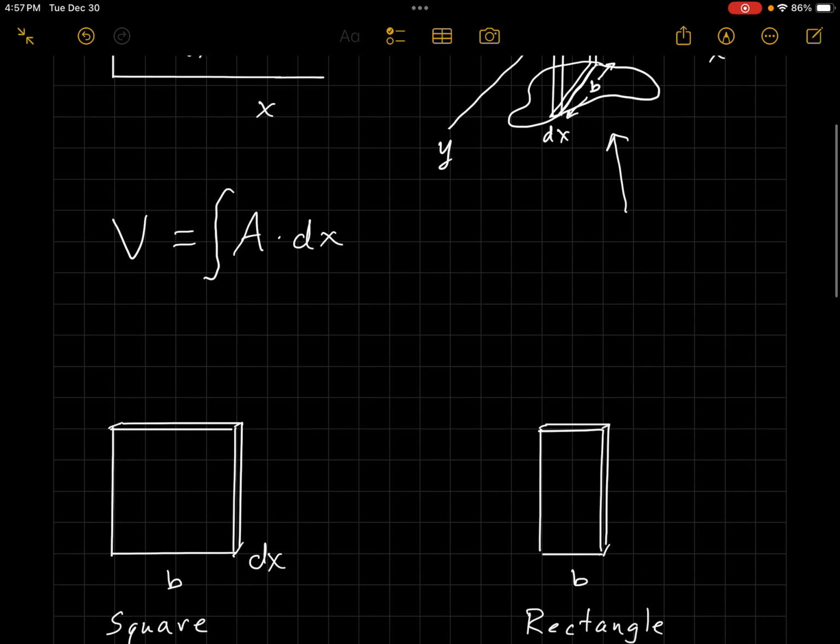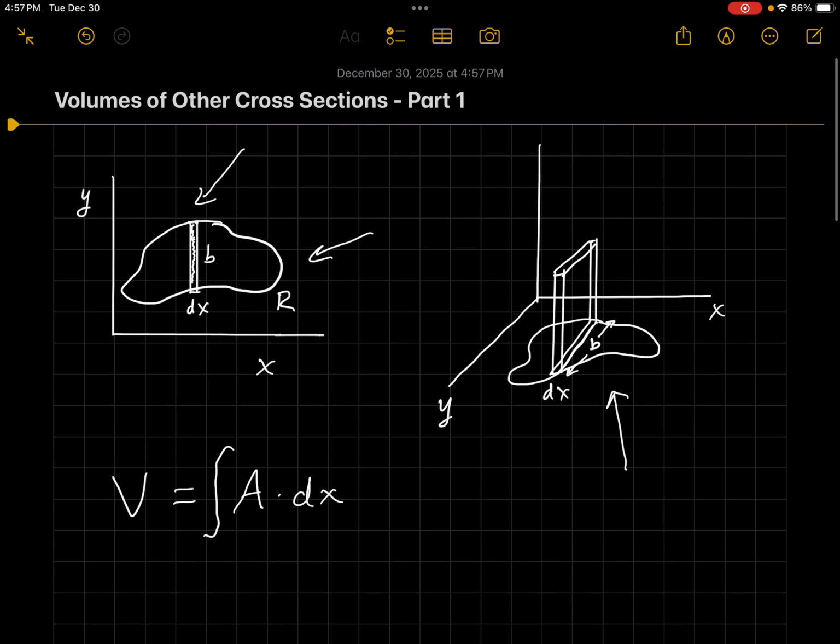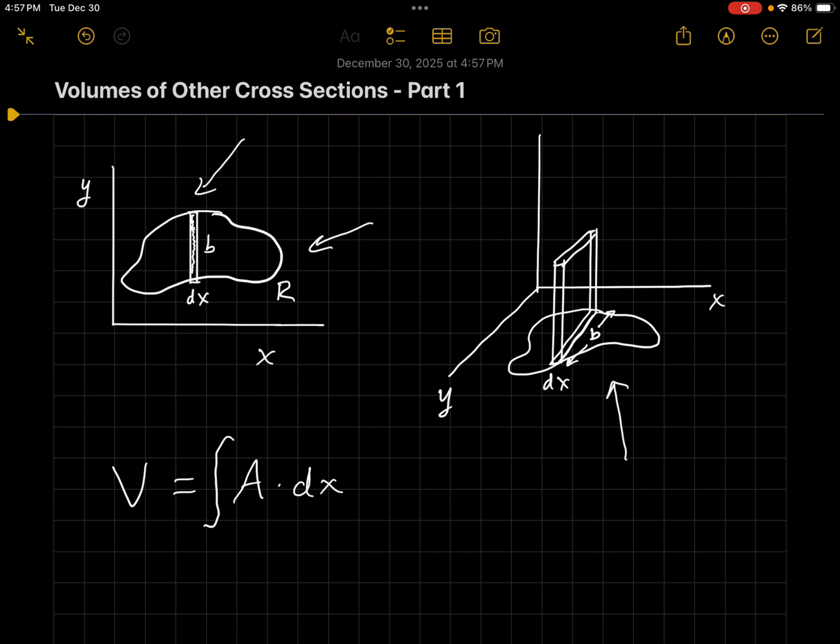So let's look above really quickly just to remind you what the base is. So over here, this is a representative cross-section, which could be a square, coming out of the page or out of the screen, where the area of the square is base times height, or base times base. The tiny width of dx gives it the volume.